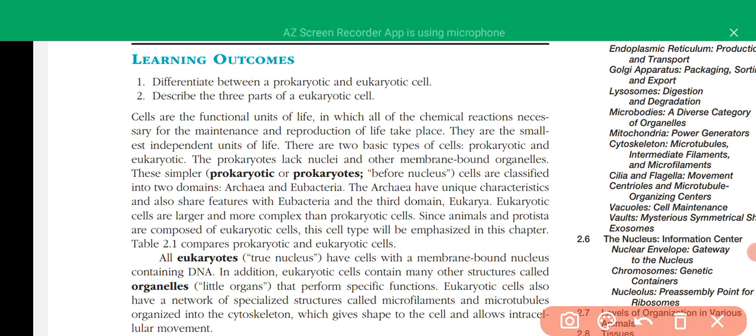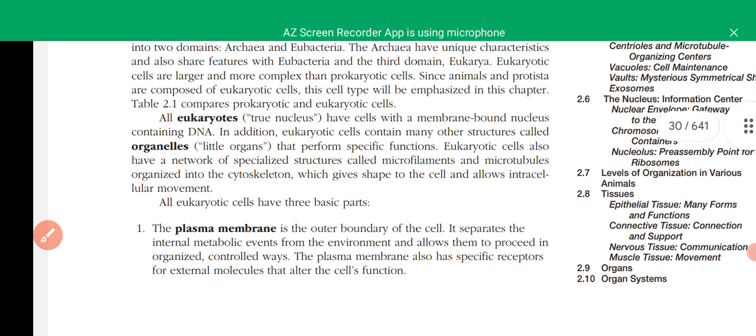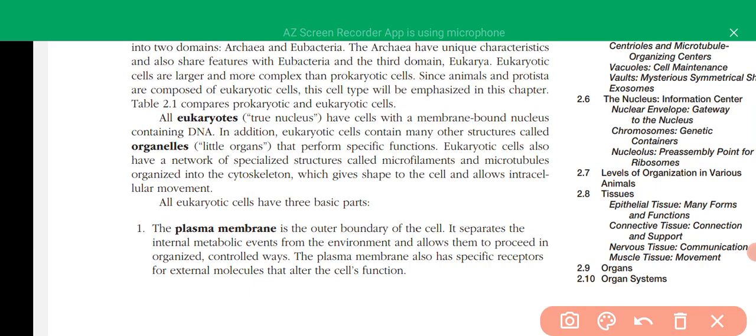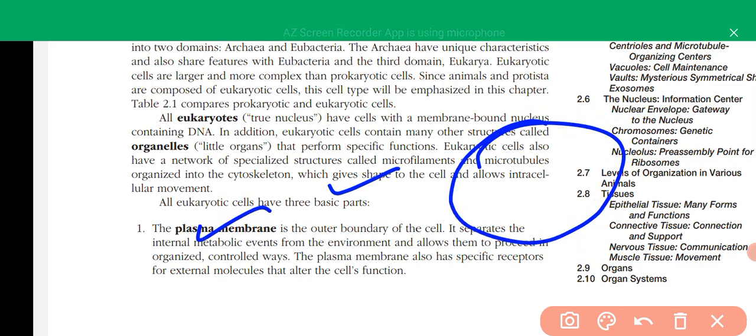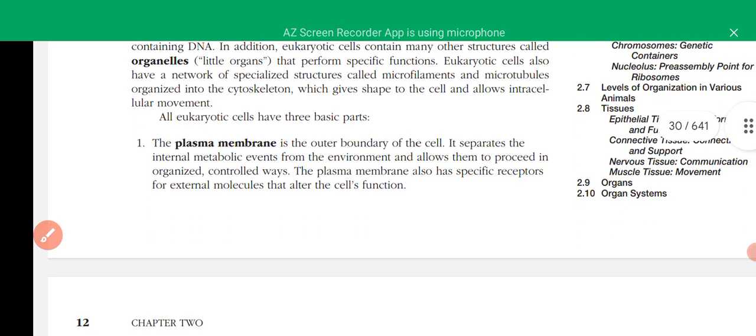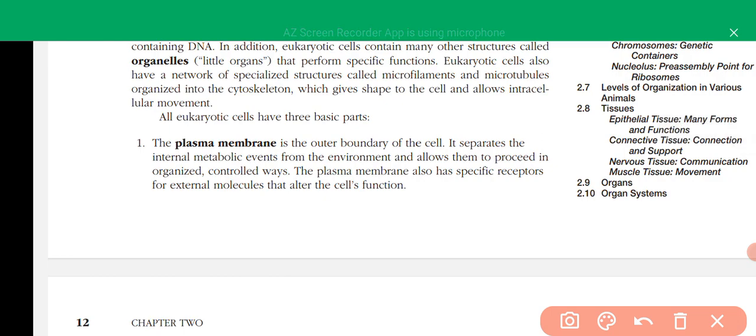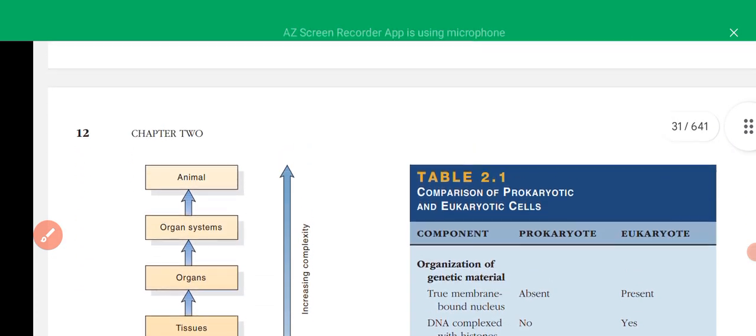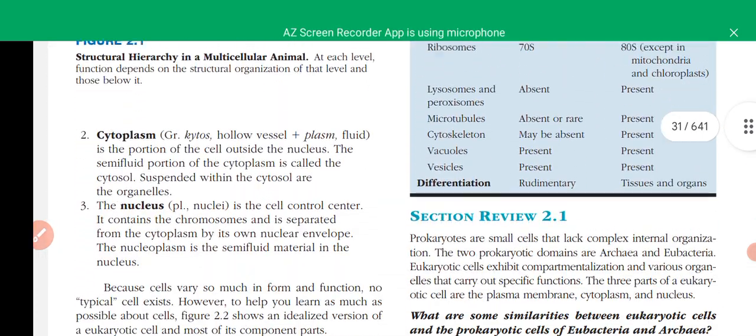and they have a nucleus and different types of membrane bound organelles, like mitochondria, cytoplasm, endoplasmic reticulum, that are not even present in prokaryotes. And the eukaryote cell's basic structure is made up of the plasma membrane, the outer membrane boundary of the cell which separates the cell from other cells or from the extracellular material. It is the plasma membrane. The plasma membrane also has specific receptors for molecules that alter cell functions, and plays an important role in signaling. We will learn about it in detail in the next chapter.